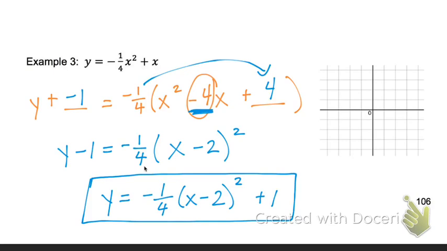Now, if I want to graph this, I start at 0, 0. What are my transformations? Right 2, up 1. Now, my slope is a fraction. All that means is I'm going to go down 1/4 over 1. So it's going to be really wide.